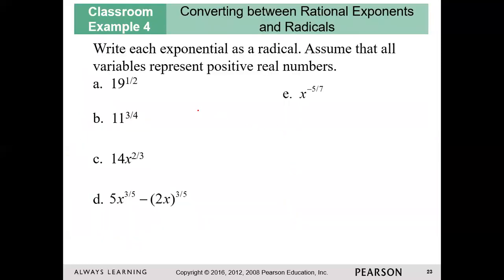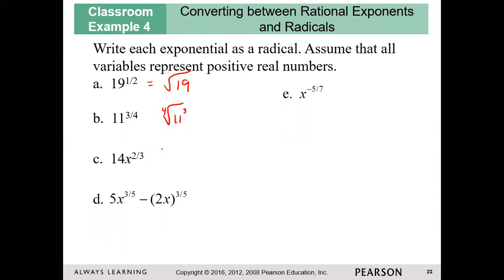All right, so write the exponential as a radical, assume that all variables represent positive real numbers. And the reason why they said that is so we can abandon that whole absolute value business. So if you assume that the variables are positive, then you won't have to worry about taking the square root of negative or having the absolute value or anything like that. So this is the square root of 19. This one written as a radical is going to be the 4th root of 11 to the 3rd power.